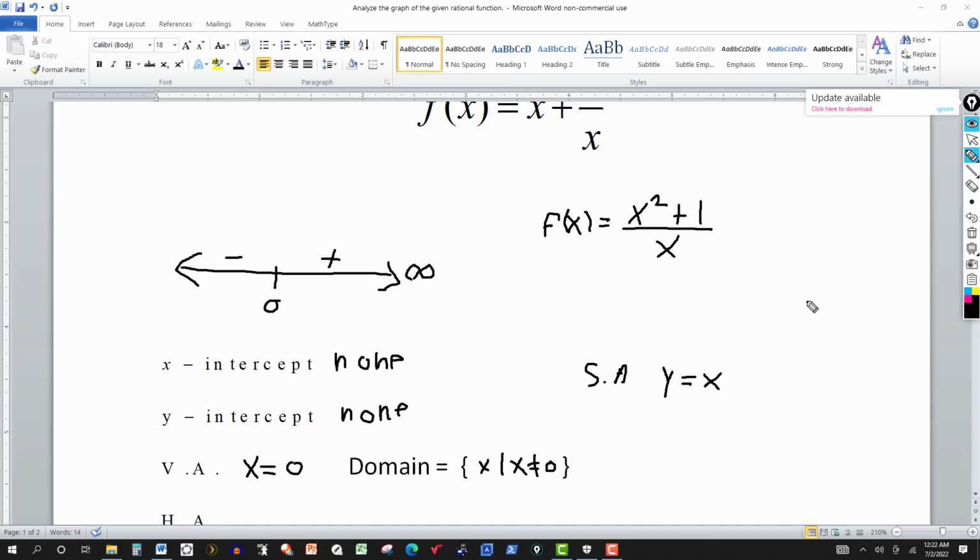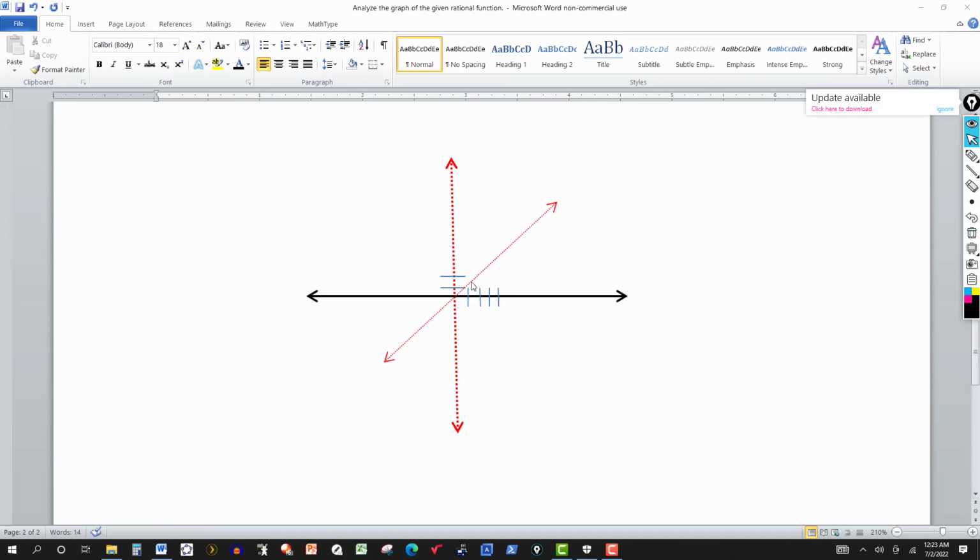I know the graph is going to approach the slant or oblique asymptote, y equals x. I know it's going to approach the vertical asymptote, x equals 0. And I know I have no x-intercept, no y-intercept, so it doesn't cross the x or the y-axis. So let's clear this, and let's just plot the information. So here's the line y equals x. Now if I go 1 over, I go 1 up. 2 over, I go 2 up.